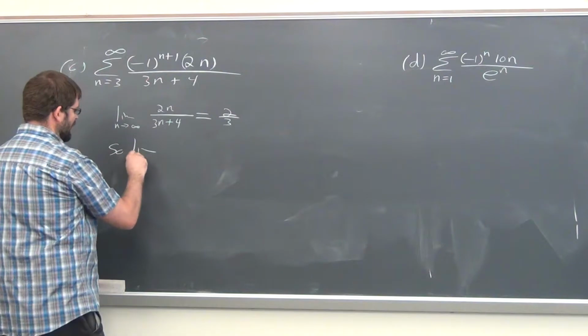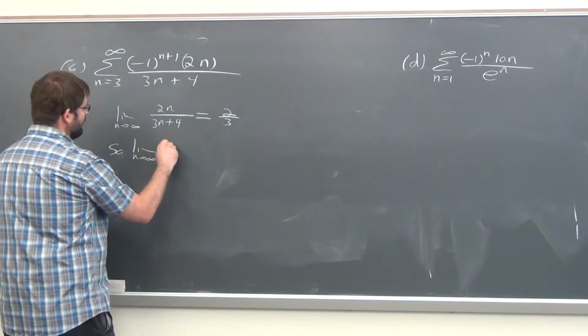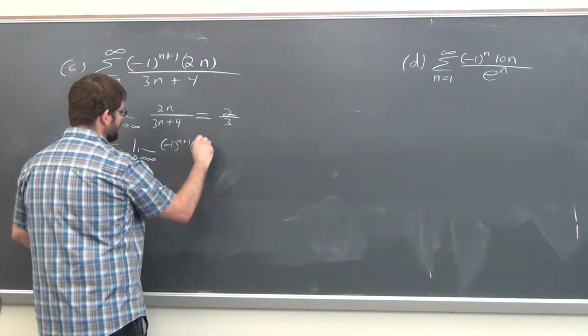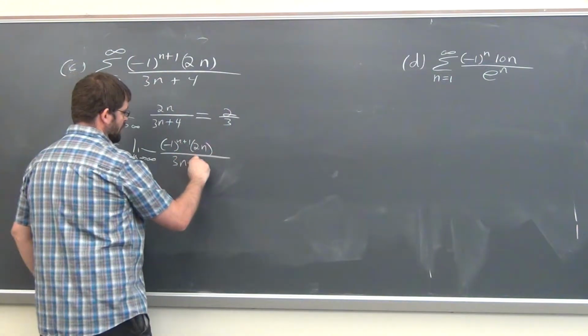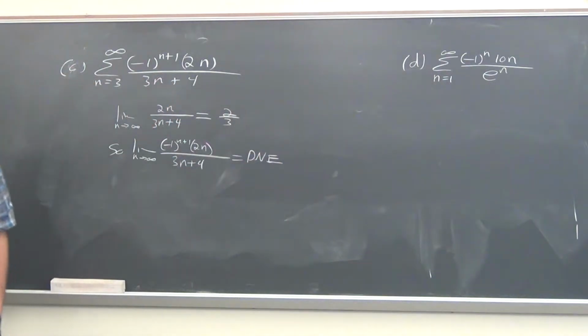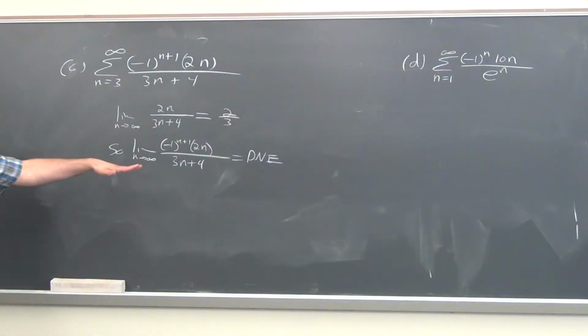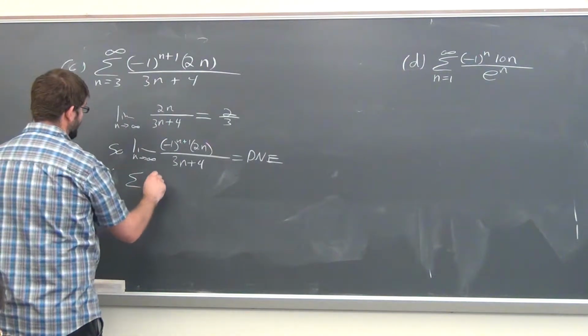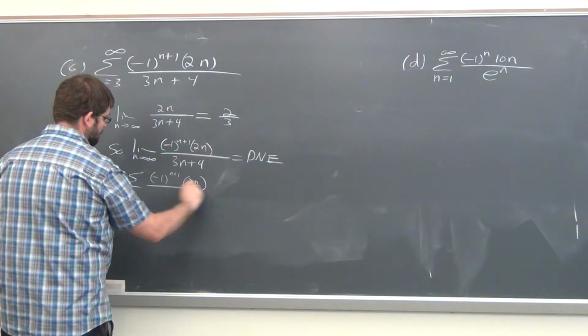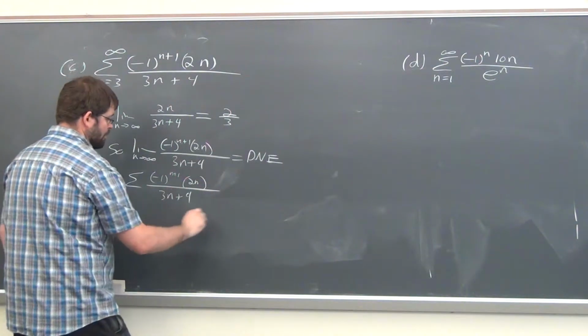And so the limit as n goes to infinity of -1 to the n plus 1, 2n over 3n plus 1 does not exist, right? In particular, it's not 0, and so we can conclude that it diverges. That's why the series diverges.